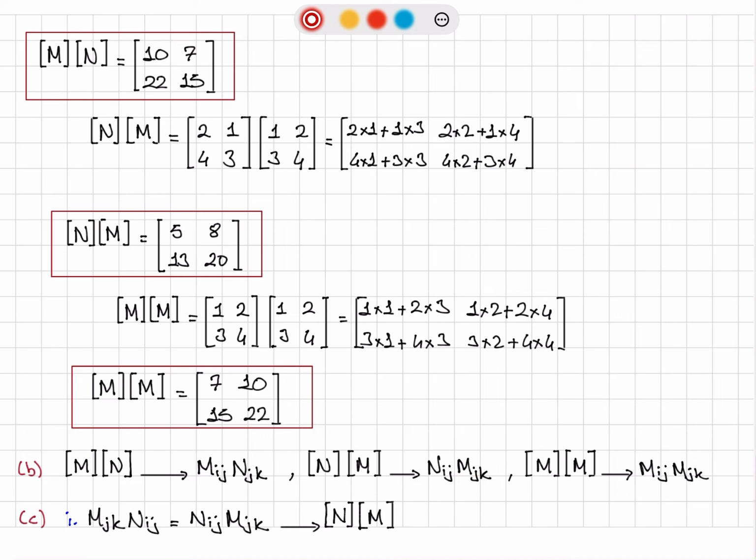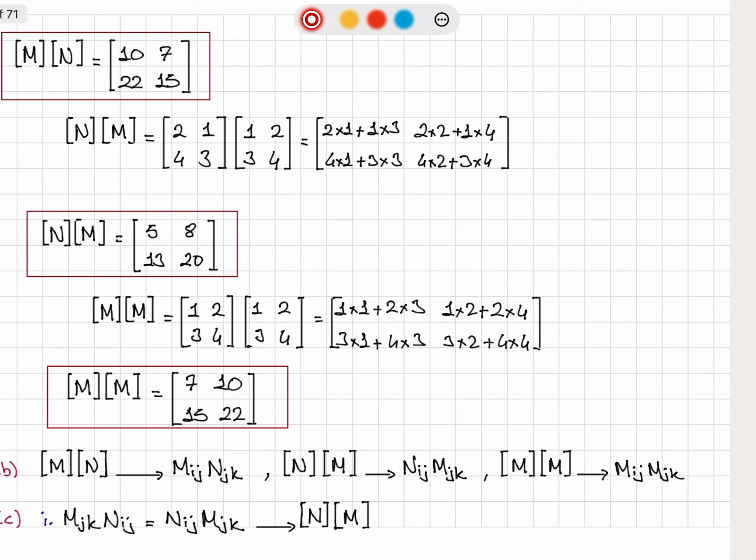Now, what is the meaning of Mjk Nij? That's equal to Nij times Mjk. The two numbers can be switched in the multiplication. J is the contracted index. This gives us the ith row kth column element of the product matrix, N times M.